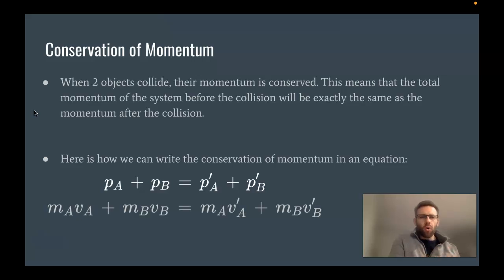Well, it means that the total momentum of the system before the collision will be exactly the same as the momentum after the collision. So you could have two objects that collide, and whatever their momentum was together before the collision will be equal to whatever their momentum is after the collision. And that's actually a pretty interesting phenomenon that happens when two objects hit. And it can be really useful to know that, right?